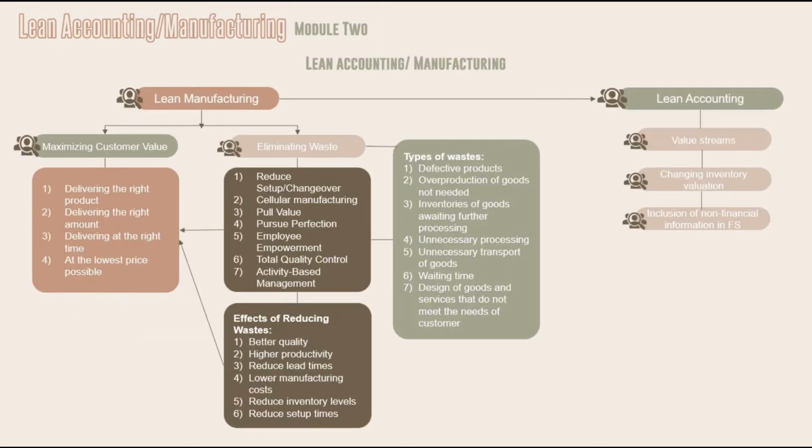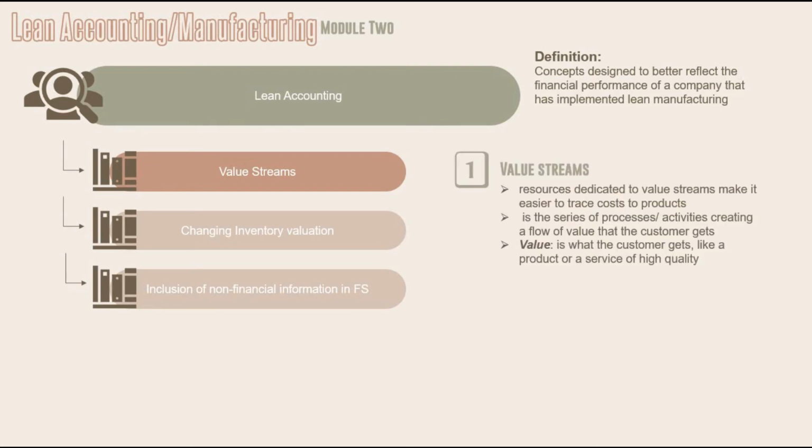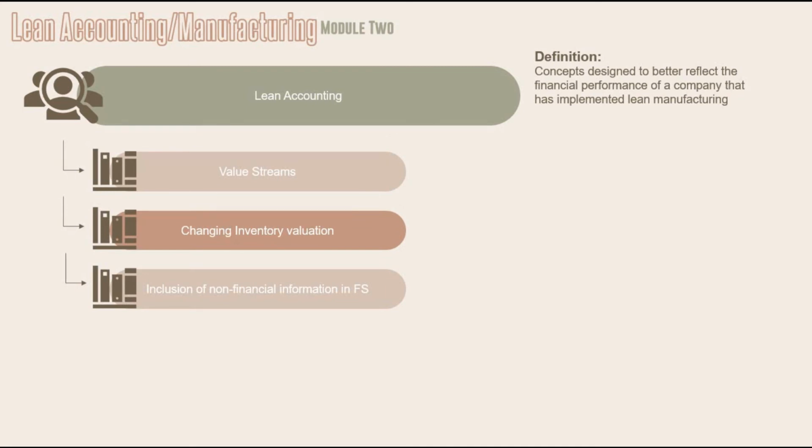Let me now discuss further lean accounting. Lean accounting are the concepts designed to better reflect the financial performance of a company that has implemented lean manufacturing. First one is value streams. Value stream is a series of processes or activities creating a flow of value that the customer gets, and the value mentioned pertains to what the customer gets, like a product or a service of high quality. Hence, resources dedicated to value streams make it easier to trace cost to products.